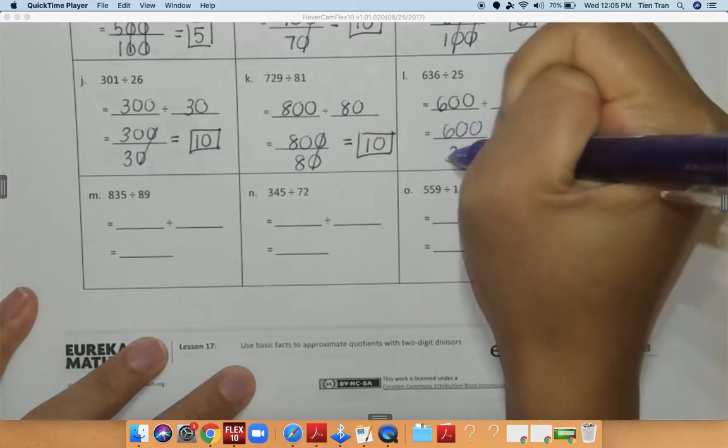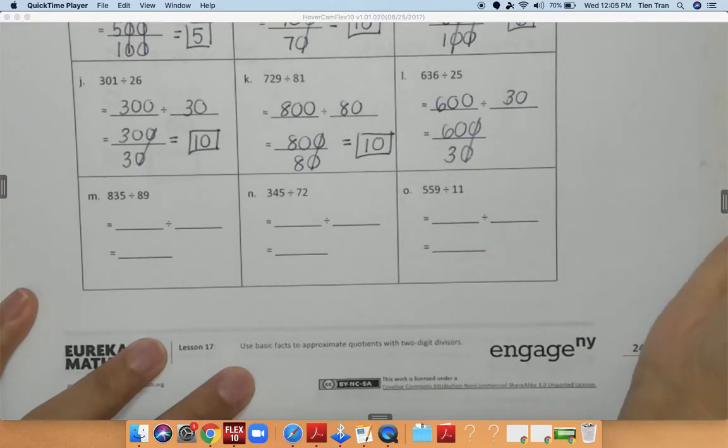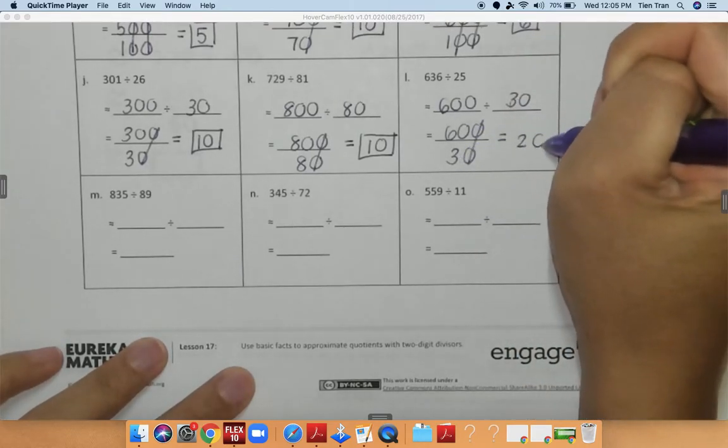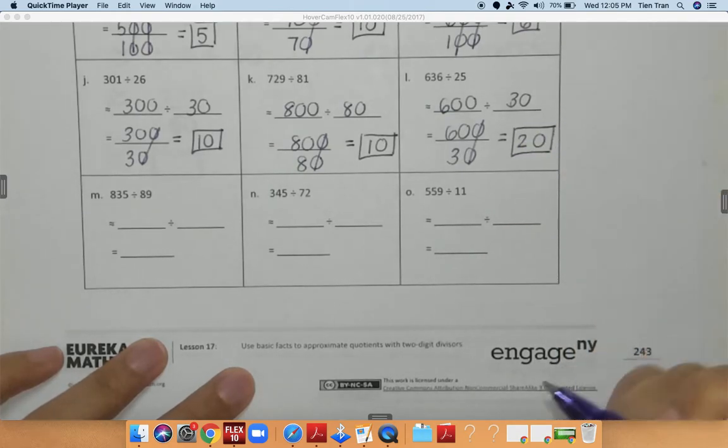600 divided by 30. 0 divided by 0 is equal to 0. 60 divided by 3 is going to give me 20. So my final answer is 20.